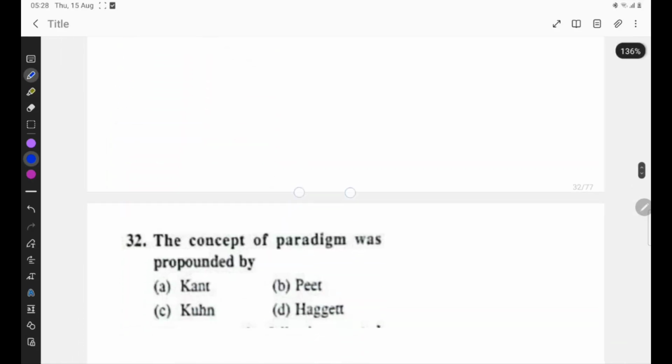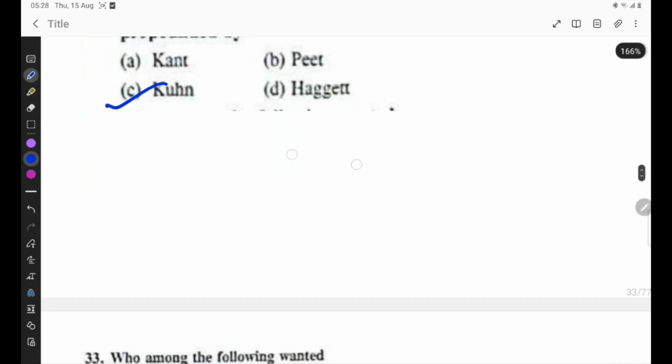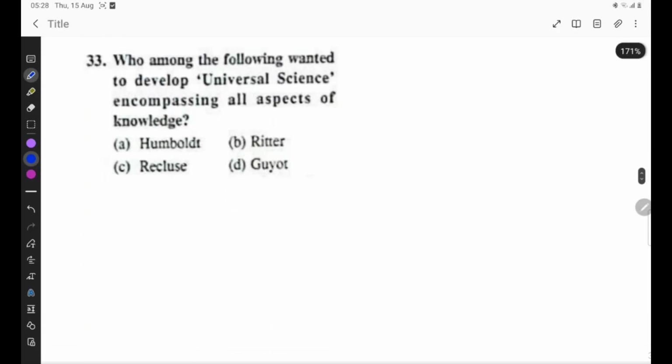32. The concept of paradigm was proposed by Kuhn. Who among the following wanted to develop universal science encompassing all aspects of knowledge? Humboldt, Ritter, Reclus, or Guyot? The answer is Humboldt.